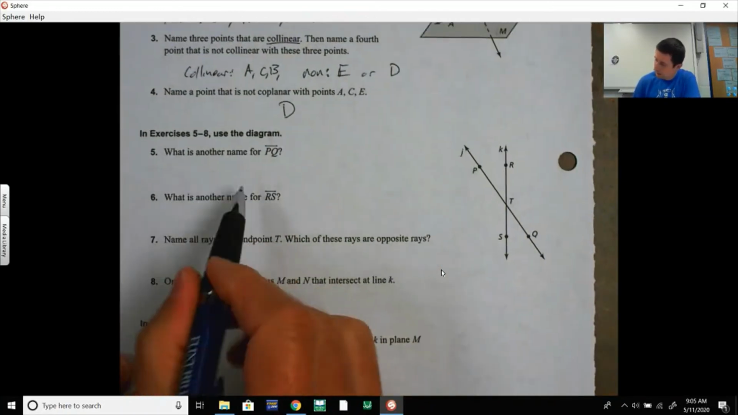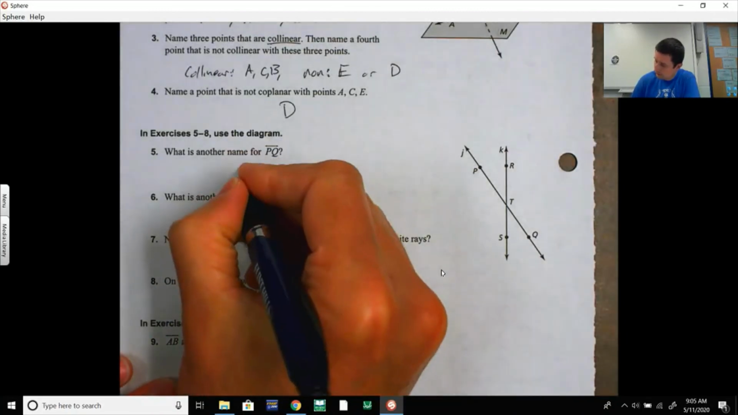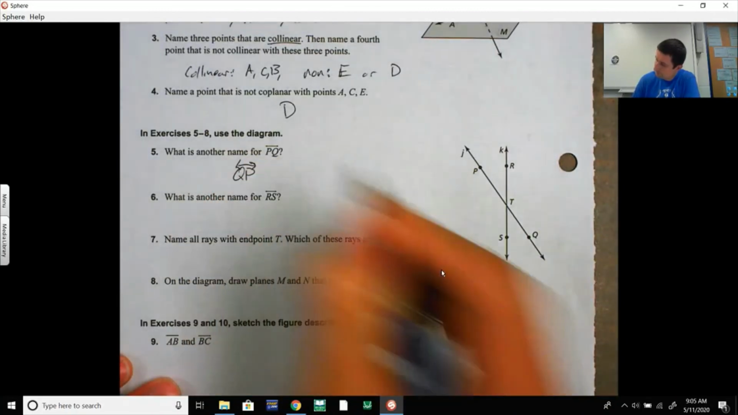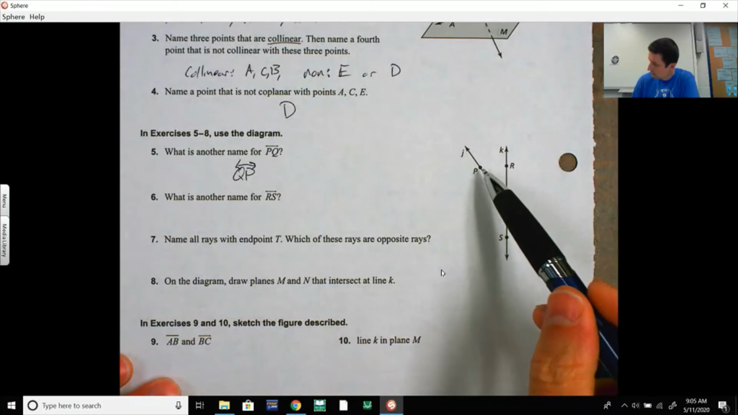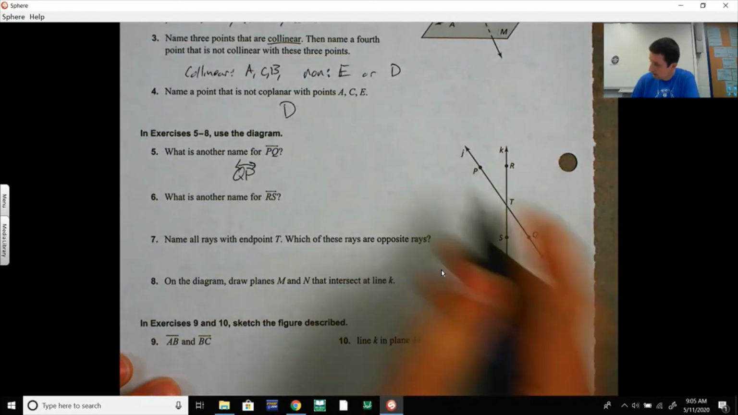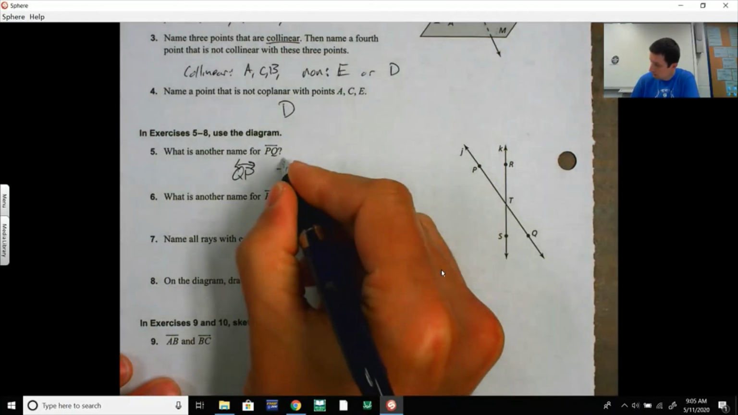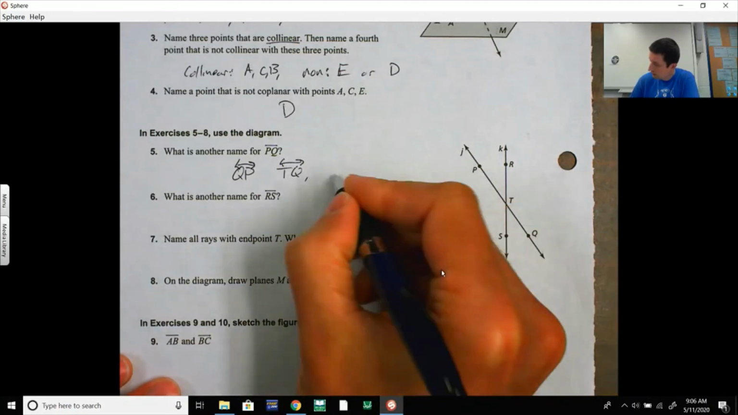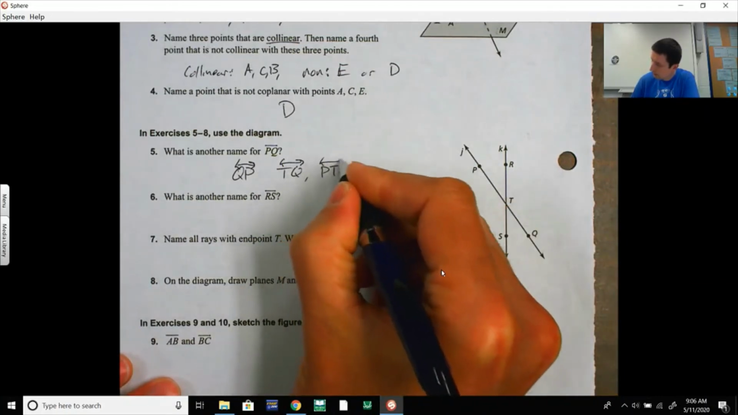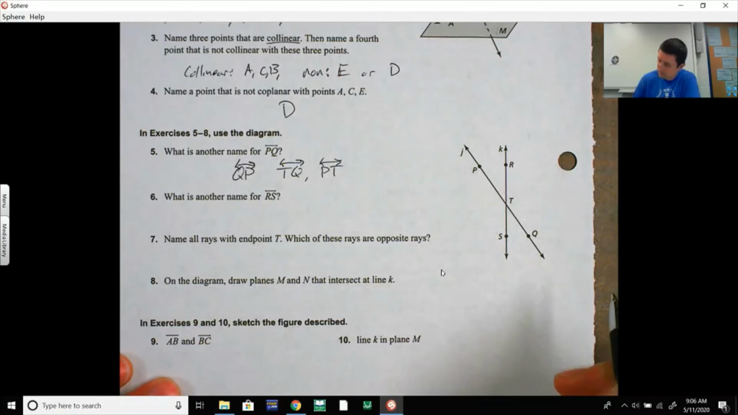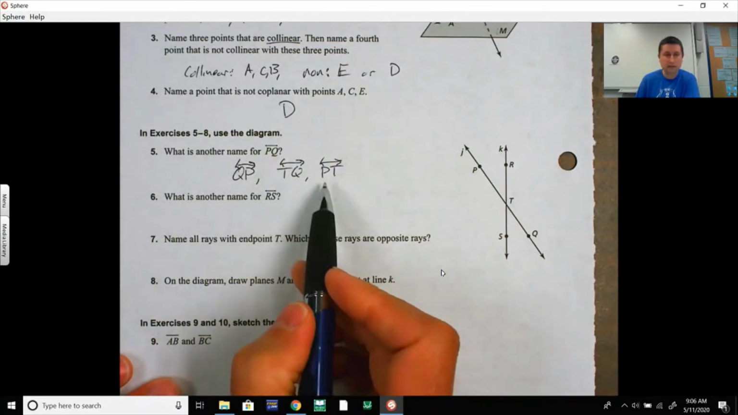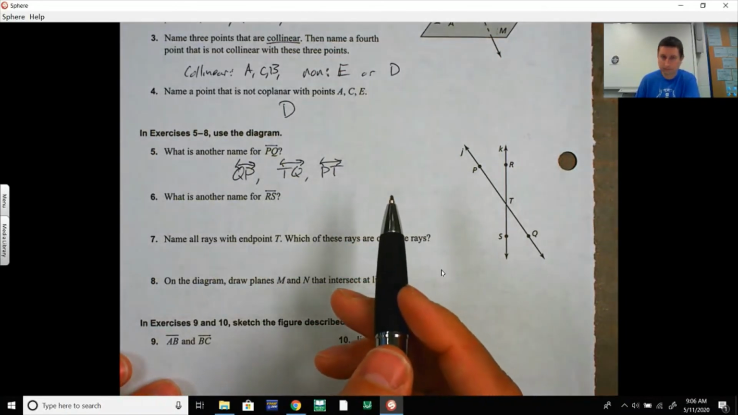What is another name for line PQ? It's easy. Flip it around. QP. Okay. PQ. We could also say TQ. That would work. Or we could say PT. That would work. Okay, so 3 options. Again, the TQ and PT, you can flip those letters around as well.